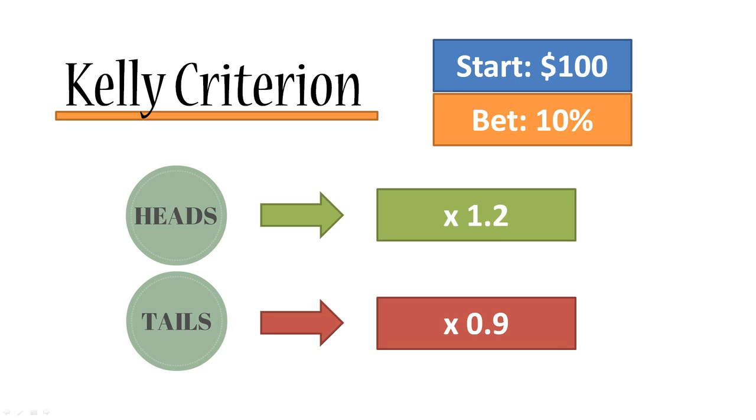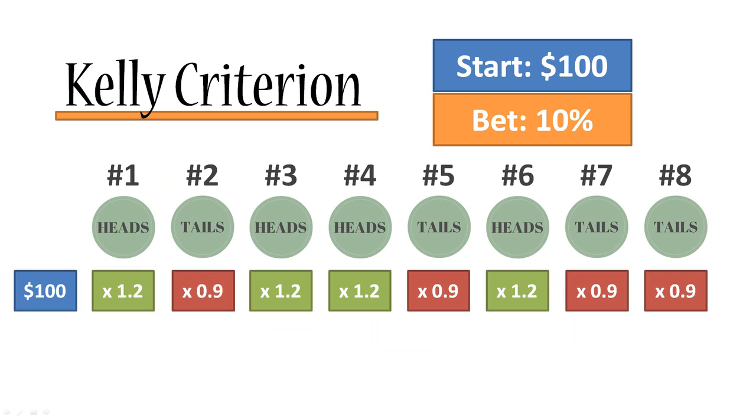So therefore, when we have a lot of tosses, like in this example, we can just convert the results of the tosses into multiplication. So if you had $100, then the first heads turns your $100 into $120.